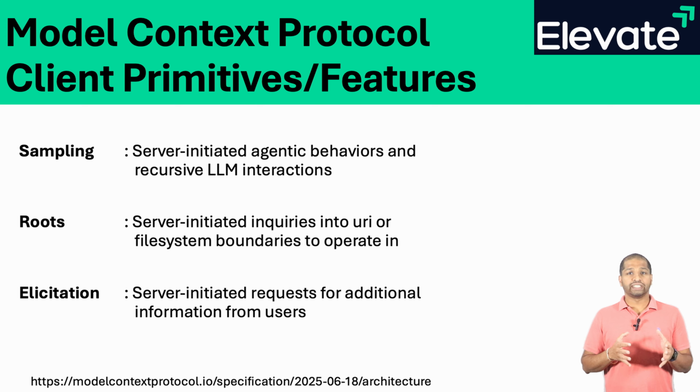In client features, sampling offers server-initiated agentic behaviors and recursive LLM interactions. Roots offer server-initiated inquiries into URI or file system boundaries to operate in. Elicitation is the latest addition to client features, and it offers server-initiated requests for additional information from users.